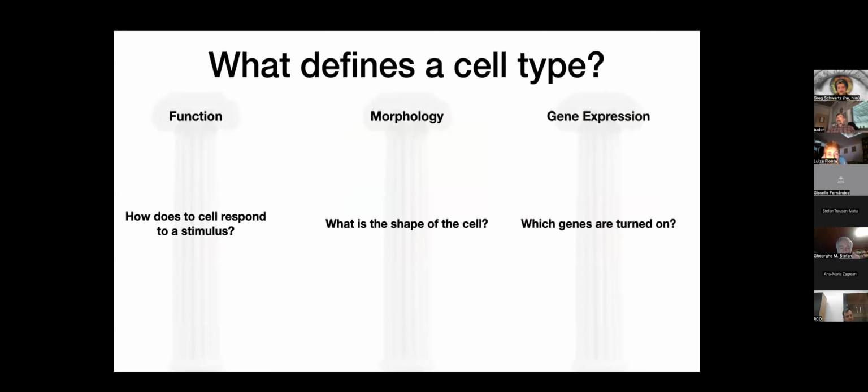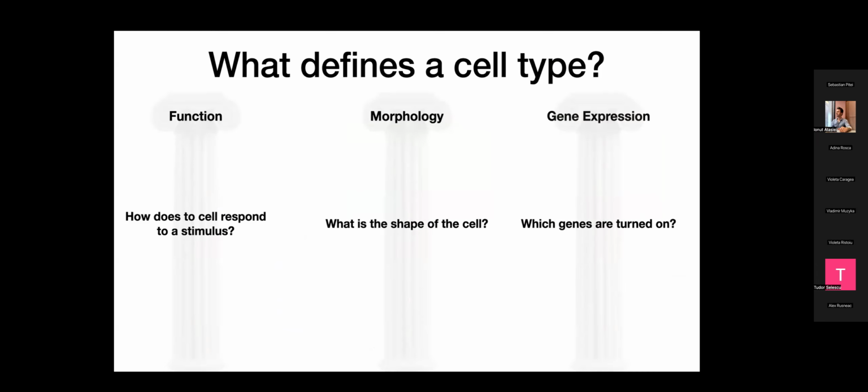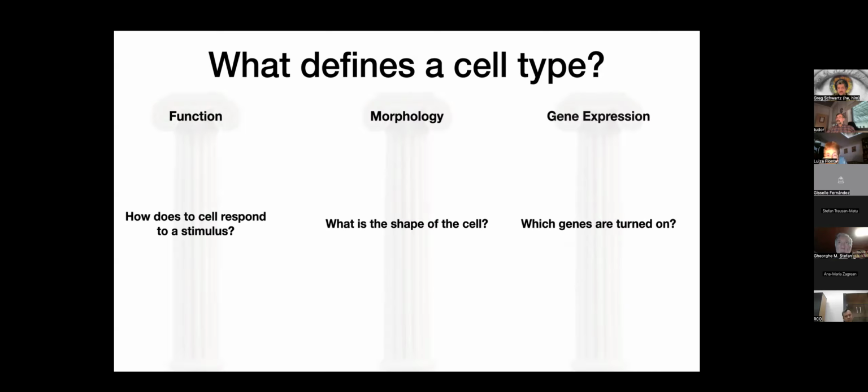So how did we define cell types? Again, this slide could be about anywhere else in the brain as well. What defines a cell type? I'd argue there's these 3 pillars. There's the function, the morphology, and the gene expression. So the function of a cell is what stimulus does it respond to? What's its feature selectivity? The morphology is what is its shape and its dendritic and axonal morphology. And the gene expression is which genes are turned on.